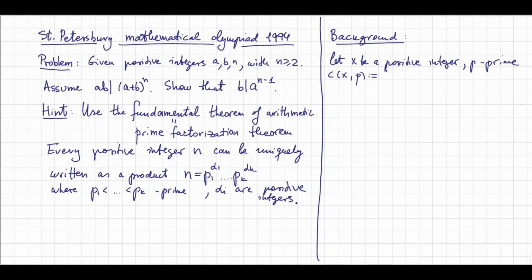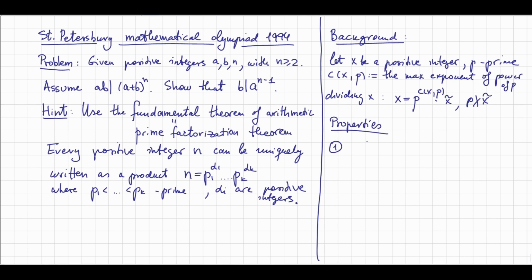Let it be the maximal exponent dividing, in other words, x can be written as p to the power c(x,p) times x tilde, where p does not divide x tilde. So we can say that c(x,p) is the maximal number of times a prime p divides x. This has the following properties.